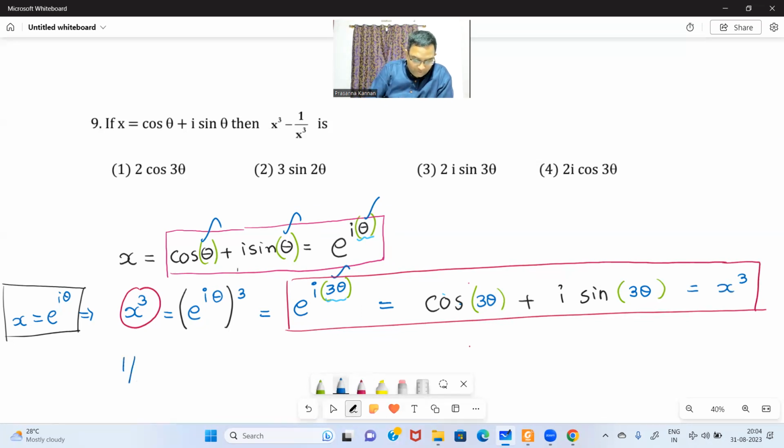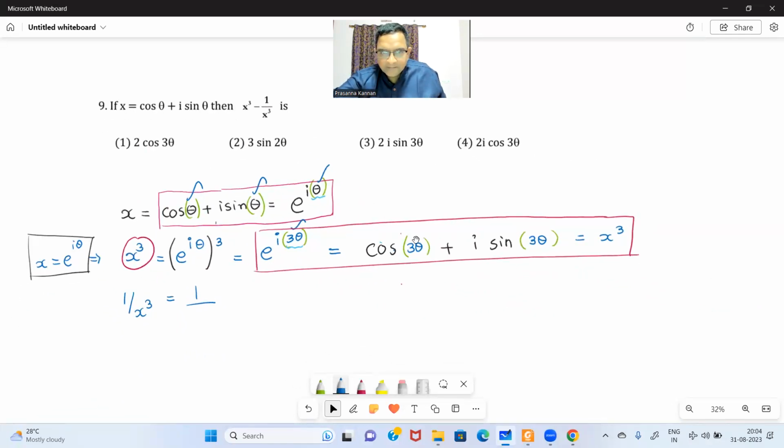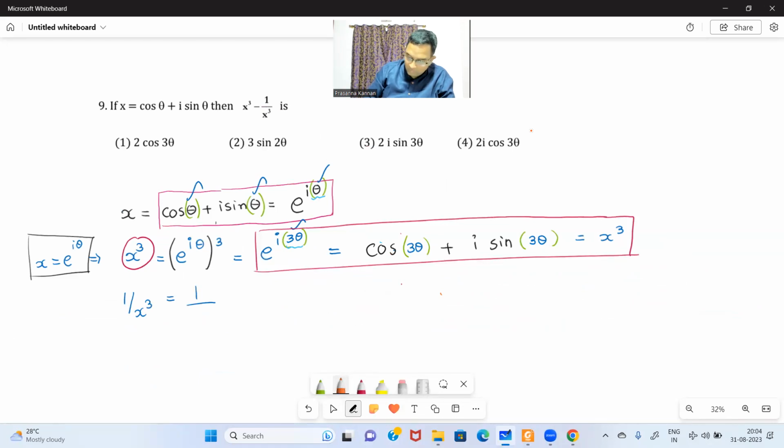Now tell me what is 1 by x cube. How can I write 1 by x cube? What is x cube? E power i 3 theta, correct? x cube is what? It's in front of you guys. Come on, tell me. What is x cube?